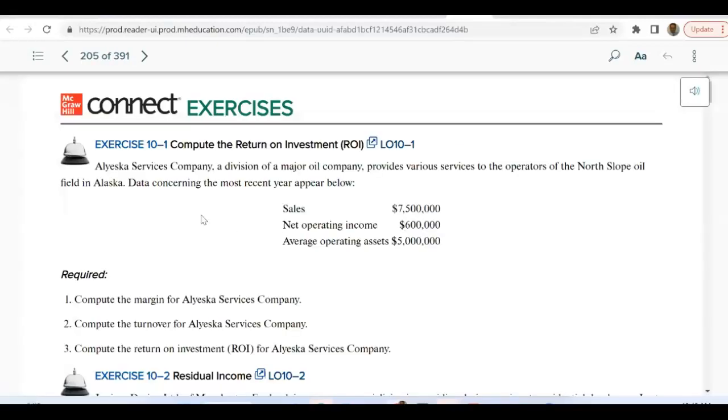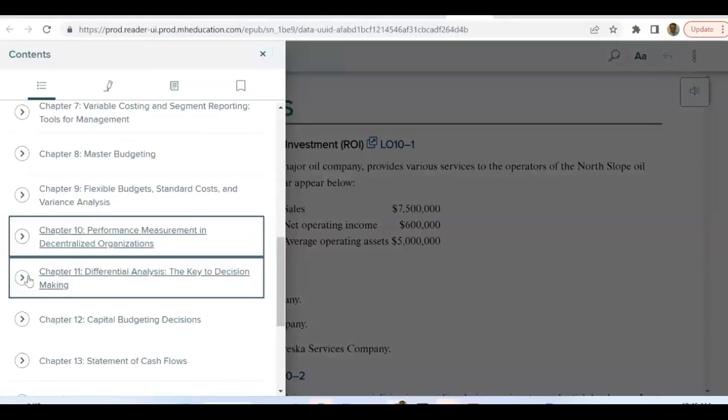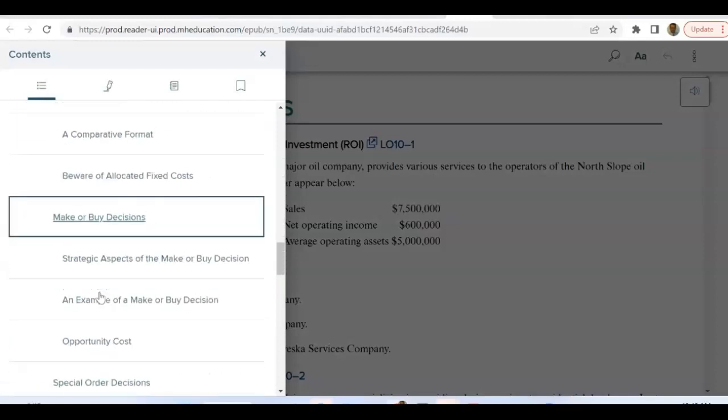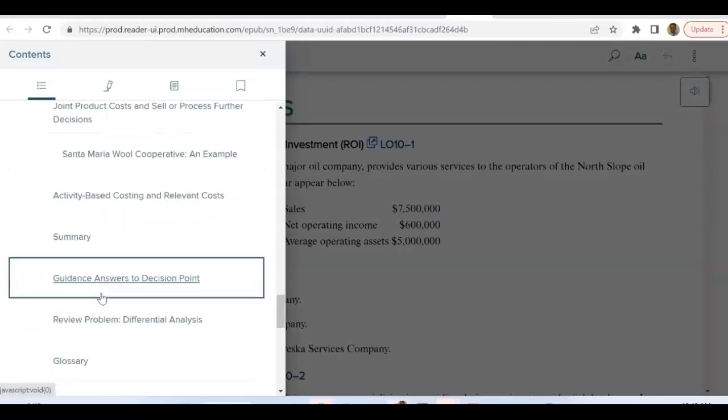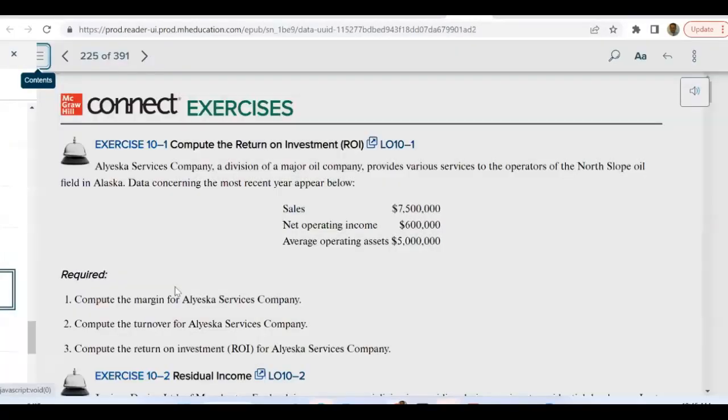And I'm going to go to chapter 11. So we covered chapter 10 last week. Chapter 11 is about differential analysis and decision making. Let's go to exercise and do a few problems there. And here is the exercise.